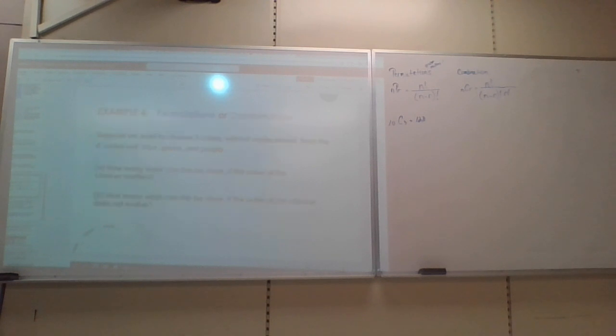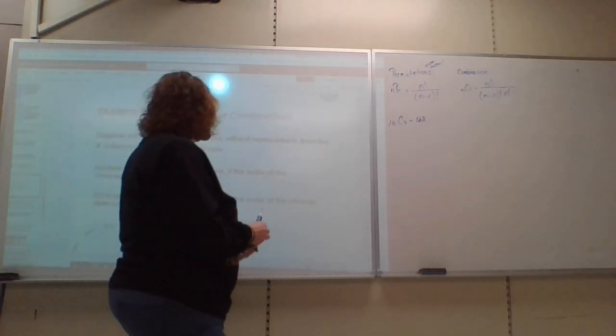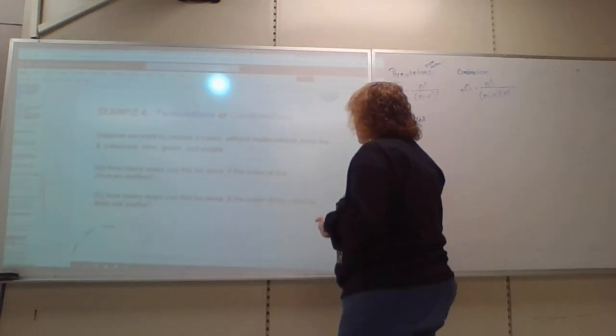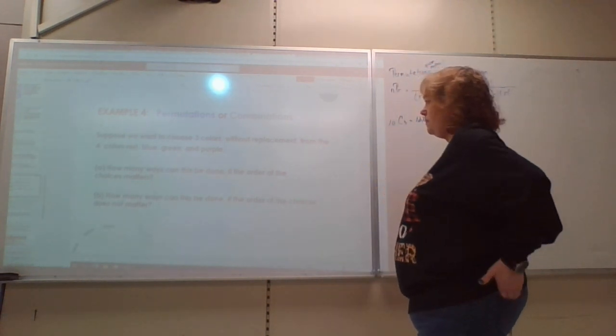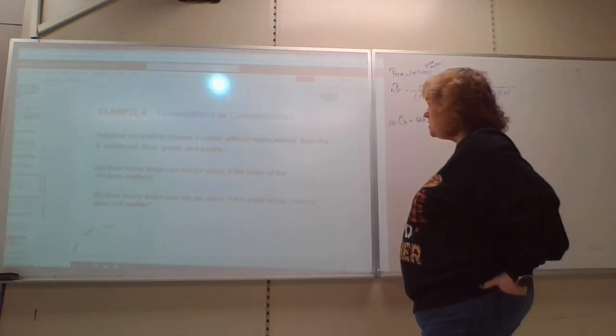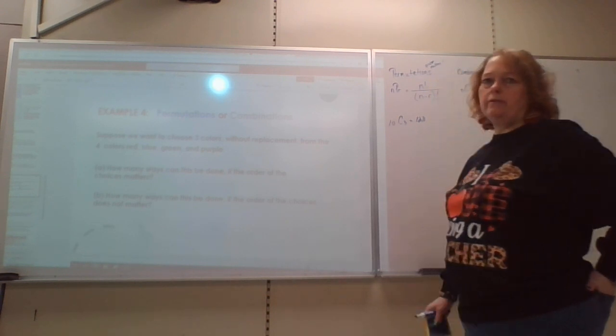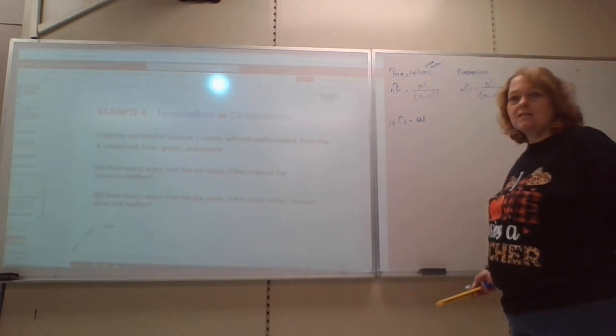Okay, going to the next question. We're going to have to decide whether this is permutation or combination. Suppose we have to choose 3 colors without replacement from 4 colors. We have red, blue, green, and purple. How many ways can this be done if order matters? You'll get a question like this on Alex.